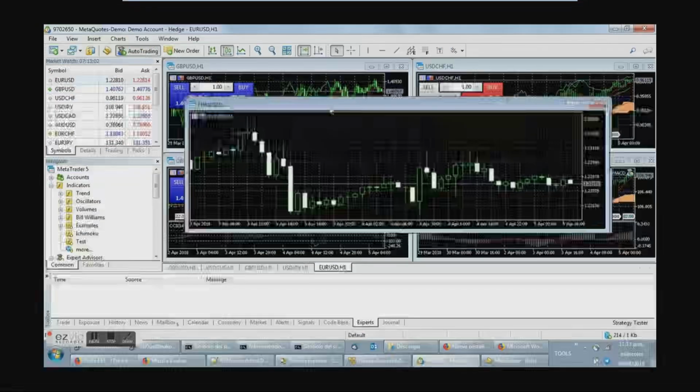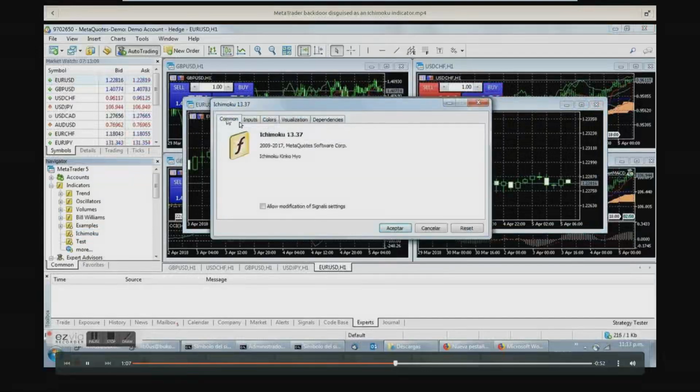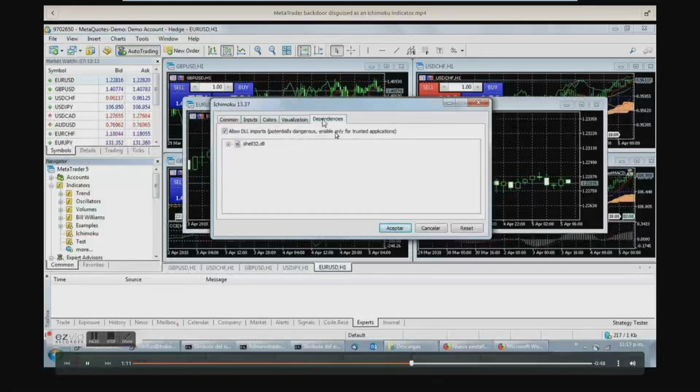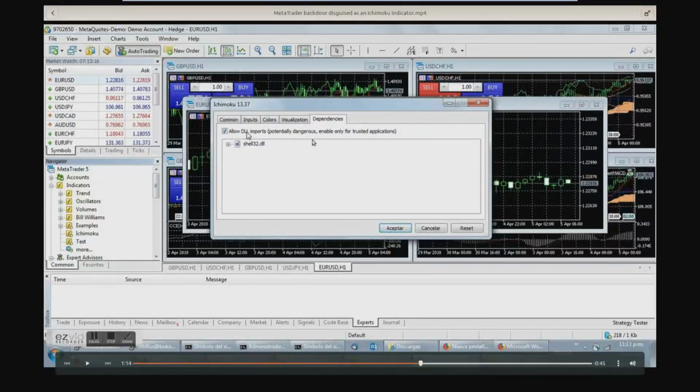This is the chart from Euro USD, and I drag the Ichimoku indicator here. Here is the trick: allow DLL imports. This is the only software that warns you. It's like, if you allow DLL imports, it could be dangerous, right? But who cares? I want money.